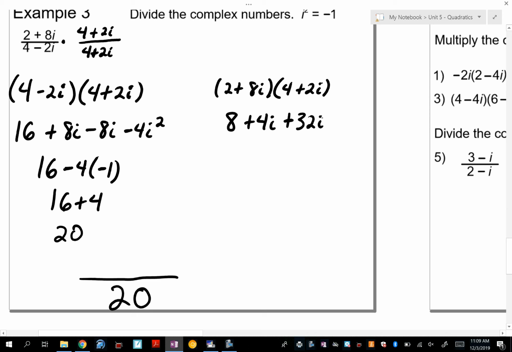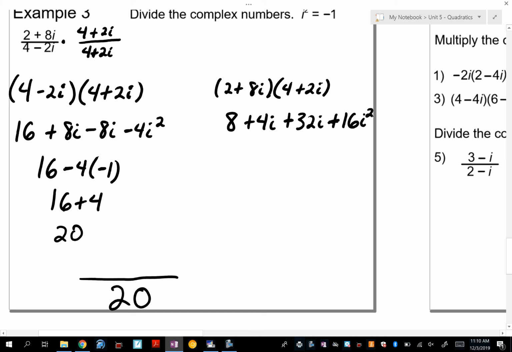Plus 8i times 2i, which is? 16i squared, not i. Thank you, David.